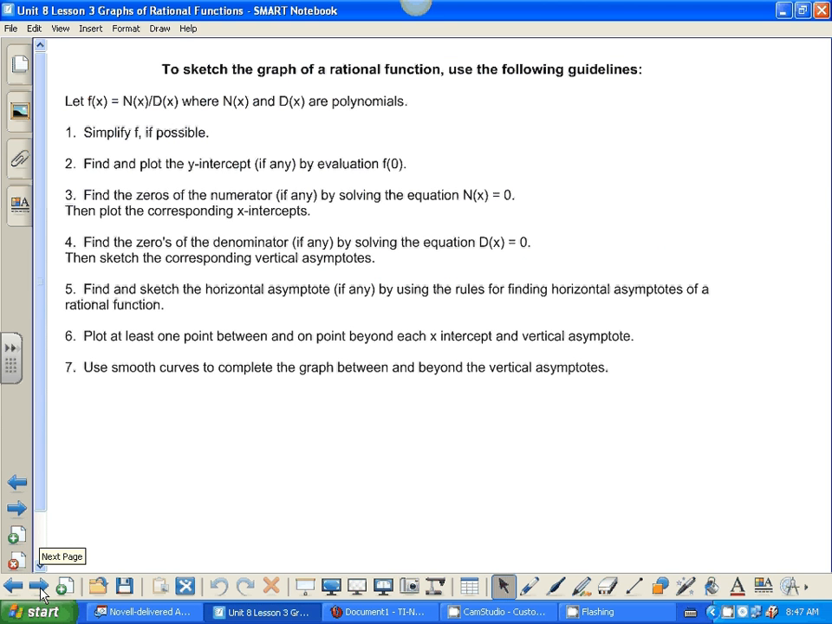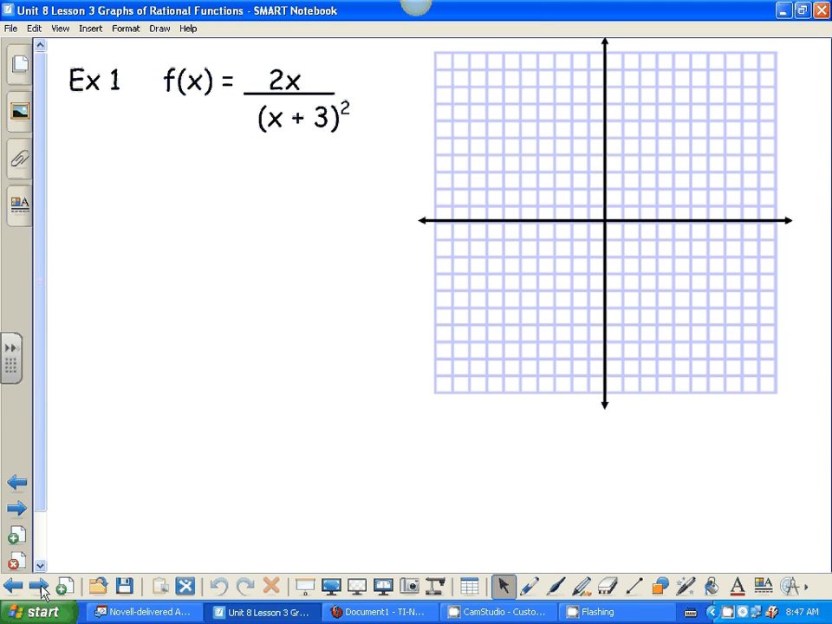So hopefully you have a copy of the notes either from me or the sub. I'm not going to read through these at this time, but I am going to go through these 7 steps with each of the following examples. So make sure you have this in front of you. Okay, here's our first example. We need to sketch the graph of the rational function, and we're going to use the following guidelines.